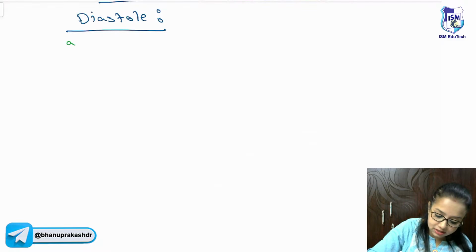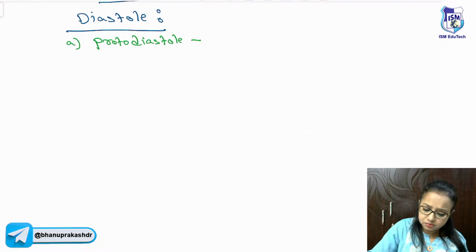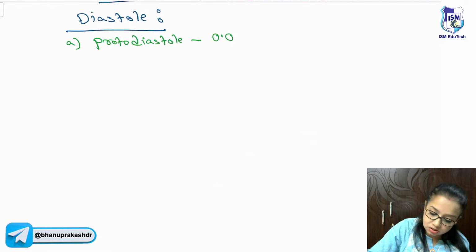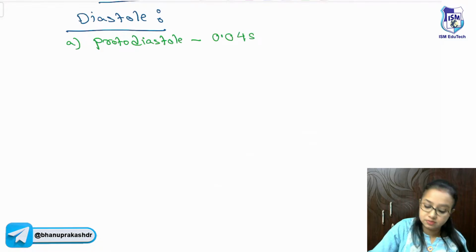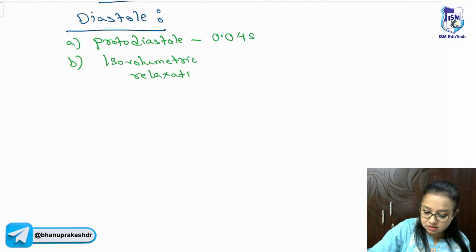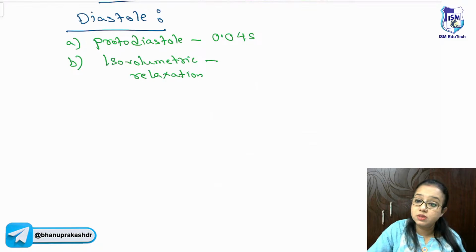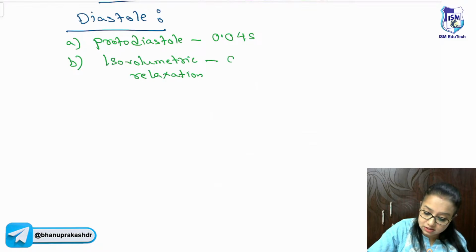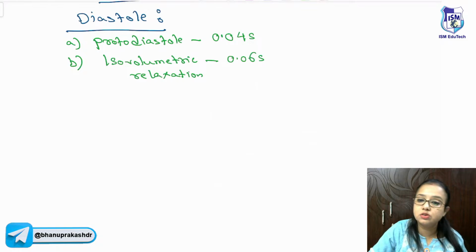So the phases of the diastole are protodiastole. In protodiastole, the ventricle spends about 0.04 second. Okay. After that, it goes to the isovolumetric relaxation. In the isovolumetric relaxation of the diastolic phase, the heart spends about 0.06 second.